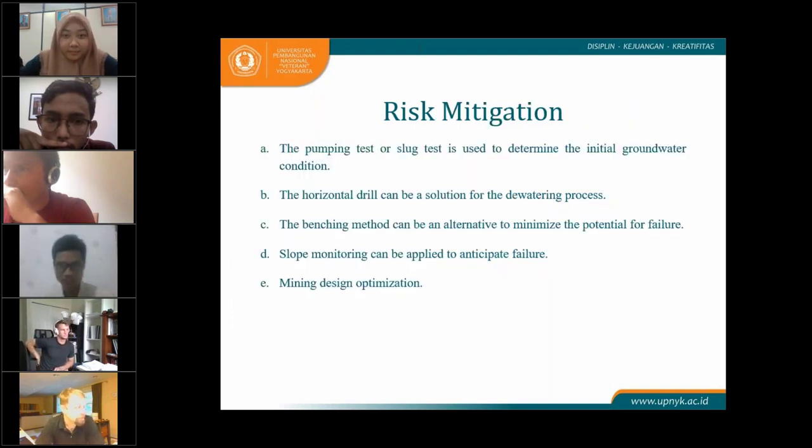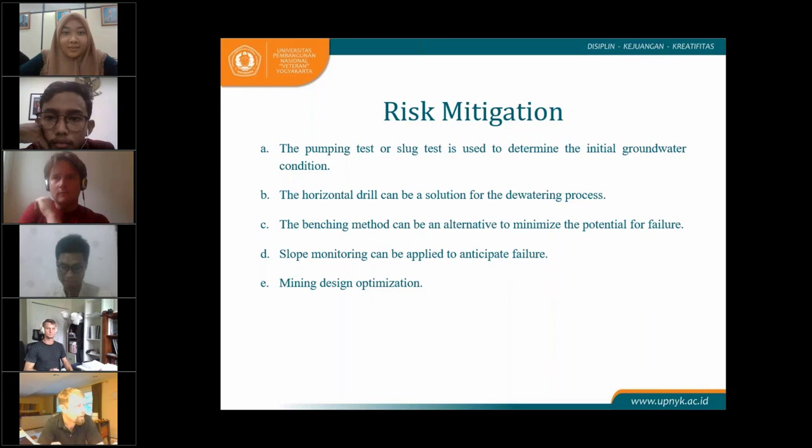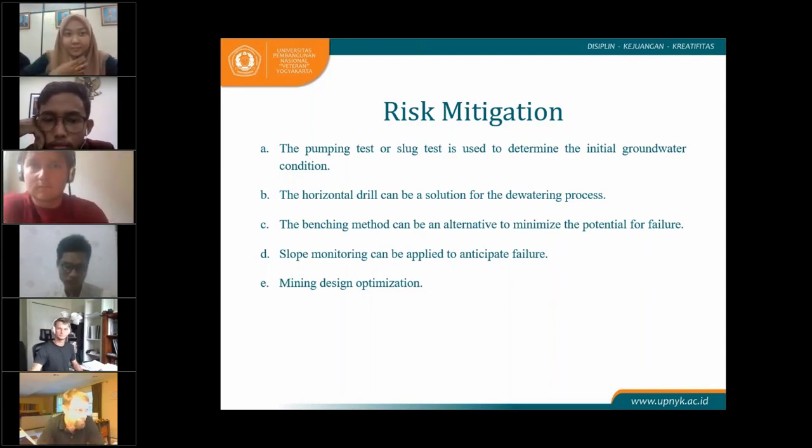Risk mitigation. Number one, the pumping test or slug test is used to determine the initial groundwater condition. The initial groundwater is the main parameter in modeling the phreatic zone. Number two, horizontal drilling can be a solution for the dewatering process. Horizontal drilling is an easy and common application in mining areas for managing the phreatic zone.